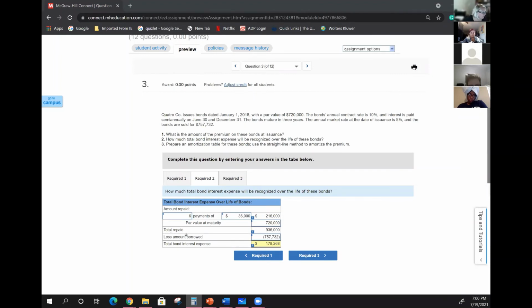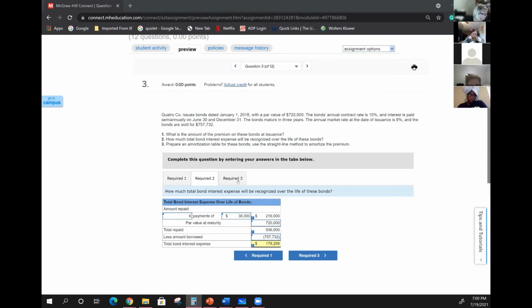The par value at maturity is 720,000. The total money that's repaid is 936,000, less the amount that was borrowed, 757,732. My total bond interest is 178,268. So now what's going to happen is it's going to reduce my expense. Each time I have a payment, because I sold it at a premium, that difference that I collected in cash is going to reduce the expense. Remember the discount, the difference we put into expense; this is going to be the opposite. The entry is pretty much exactly the same way, except that instead of having discount as a debit, you're going to have a premium as a credit.